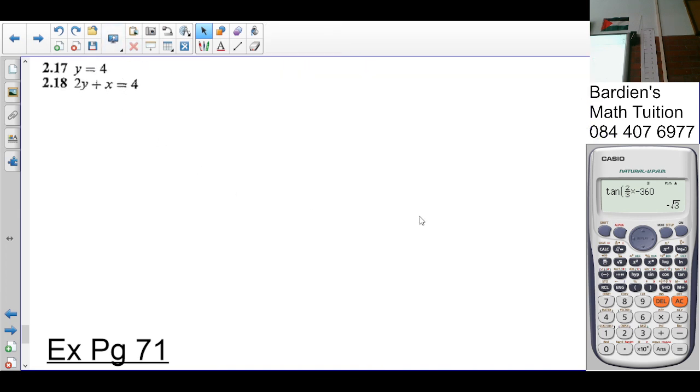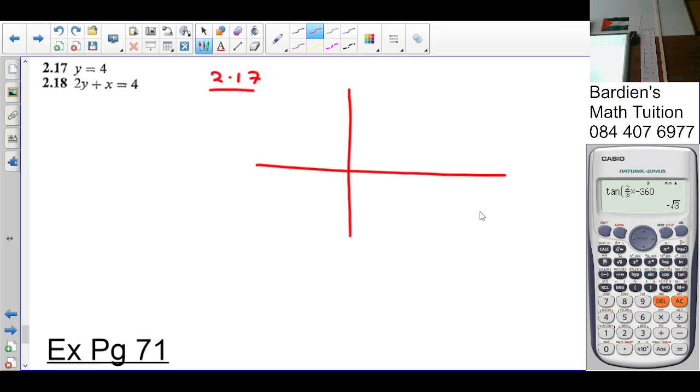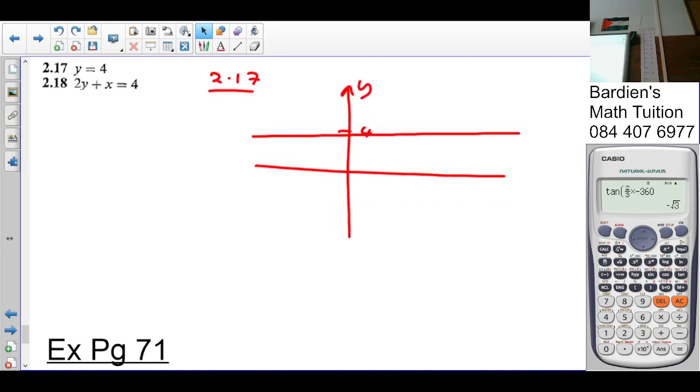Then, number 2.17. 2.17, that's an easy one. Y is equal to 4. So we go 4 here under y. And there we go. This line will always be parallel to the x-axis, that's going through 4, no? You all agree with that? Formulae? You alright? You okay?